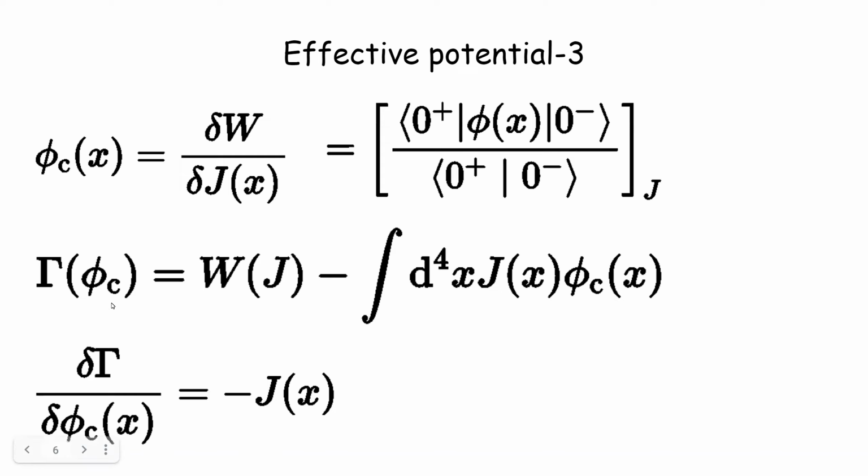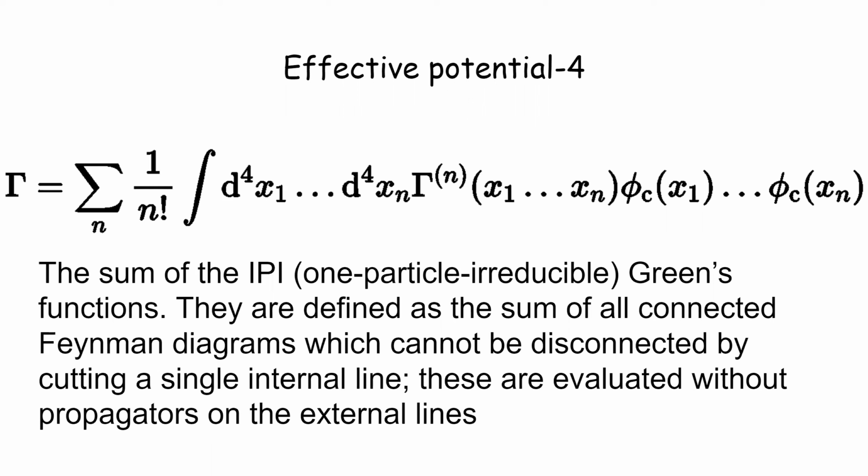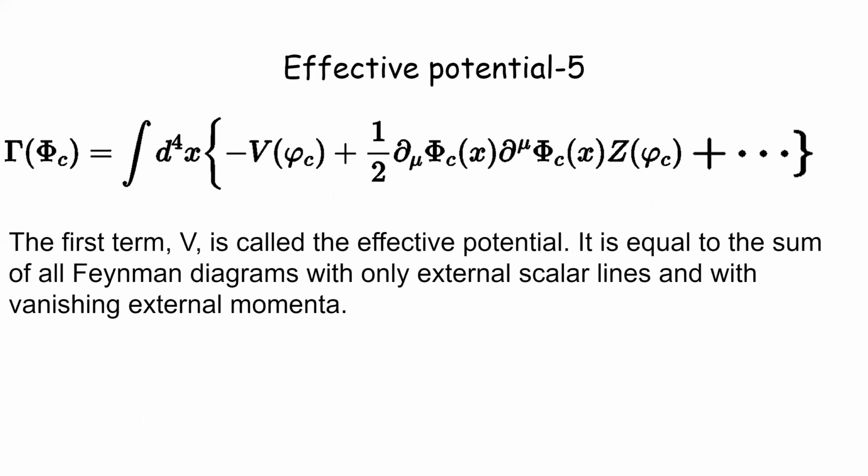And this is called the effective one-particle irreducible action, or effective action, or by many different notations. So it acts absolutely like W, but now it generates not connected diagrams but all one-particle irreducible Green functions, which can be defined as the sum of all connected Feynman diagrams which cannot be disconnected by cutting a single internal line, and without propagators on external lines.